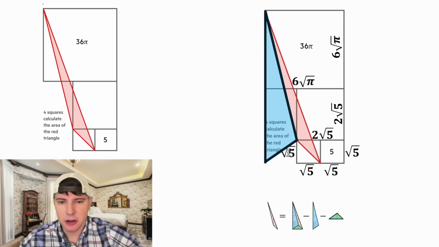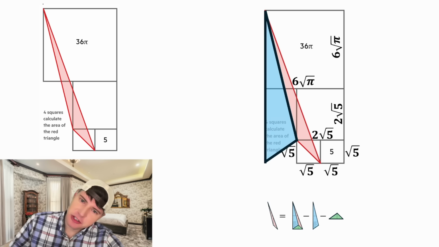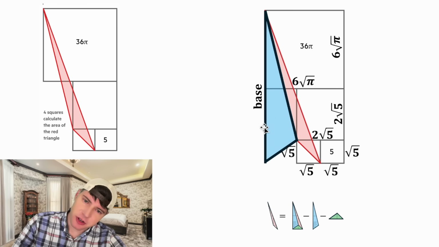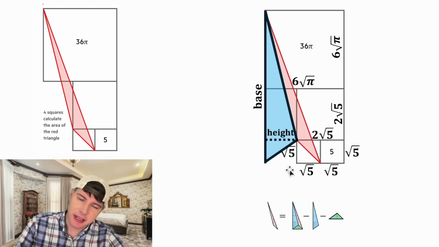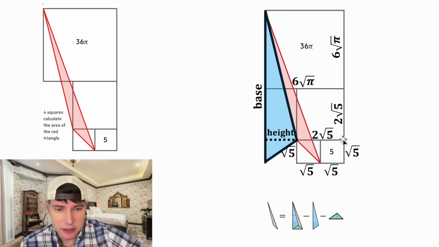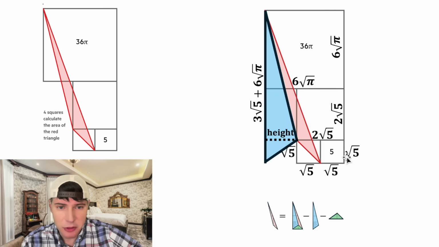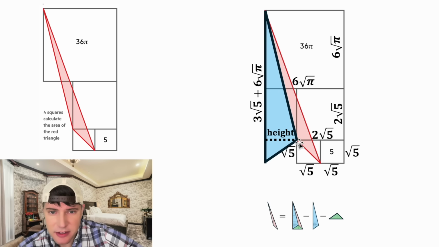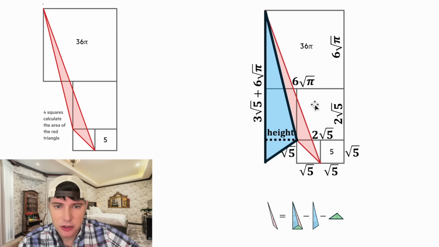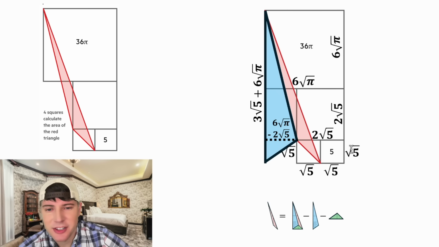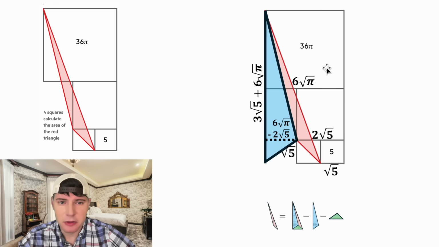And let's bring back our blue triangle. If we turn our heads, this can be the base of the triangle, and this can be the height. So the base of the blue triangle is equal to all of this. That's going to be 3 root 5 plus 6 root pi. And then the height is equal to all of this minus this. So it'd be 6 root pi minus 2 root 5. Well, that's exciting. We have the base and height of the blue triangle. Let's clean things up a little bit, and let's do the same thing for the green triangle.